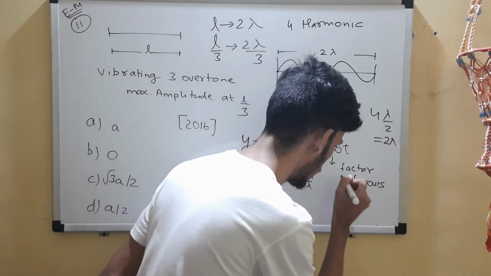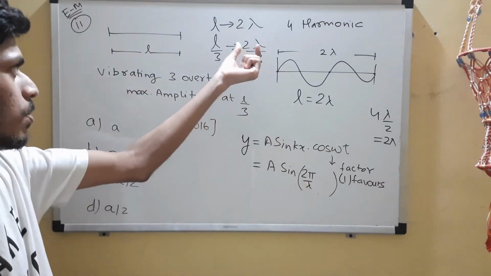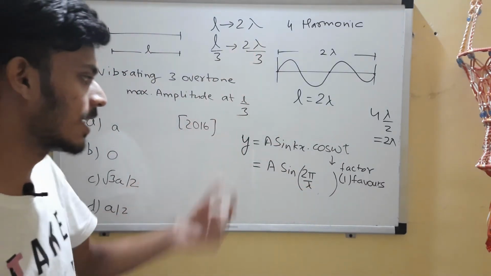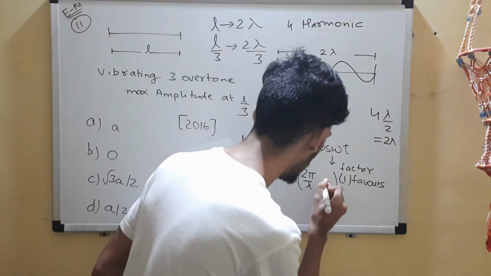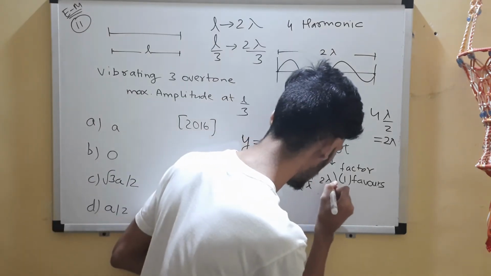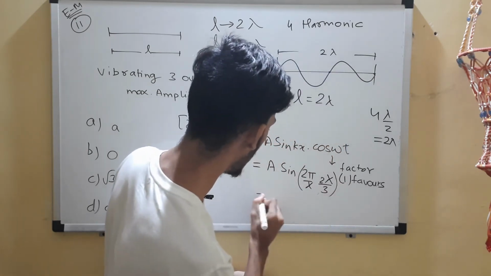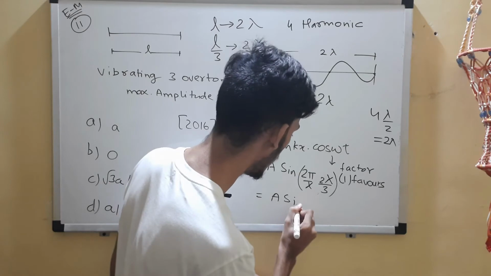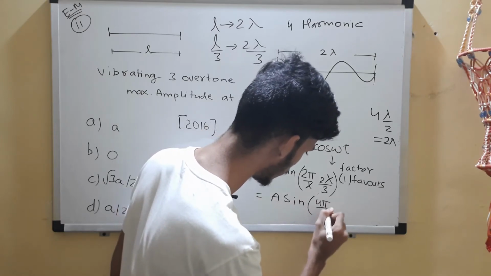I'll write 1 over here, and plug in that value in place of x. This is the place at which we want the amplitude. So it will be 2 lambda by 3. So lambda cancels, and you get y equals a sine 4 pi by 3.